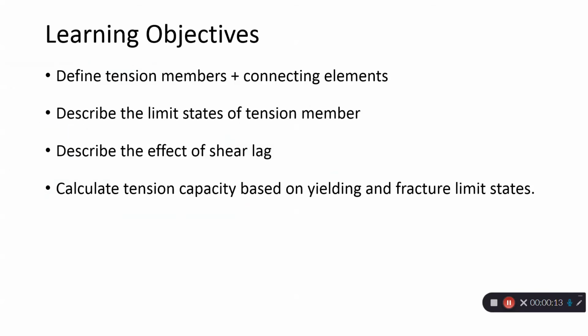In this video, we're going to talk about what a tension member and its connecting elements are, how to define tension members, and the limit states we have to consider in determining tension member capacity. We're also going to define the shear lag effect, and at the end of this video I'm going to show you how to determine the tension capacity for a plate with staggered holes. That being said, in this video we mainly focus on the yielding and fracture limit states.